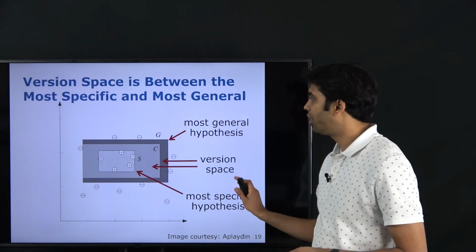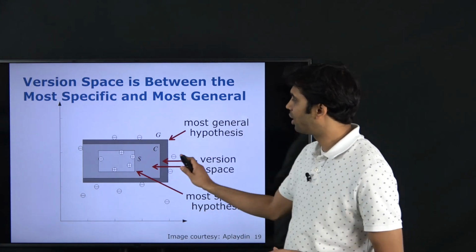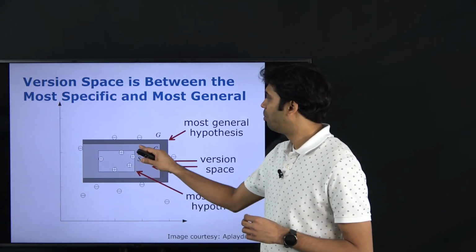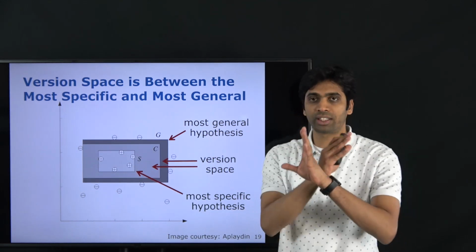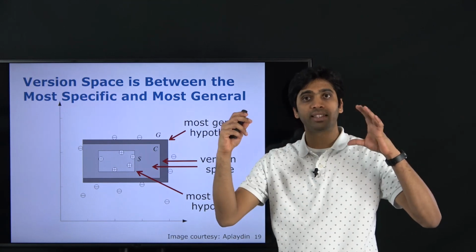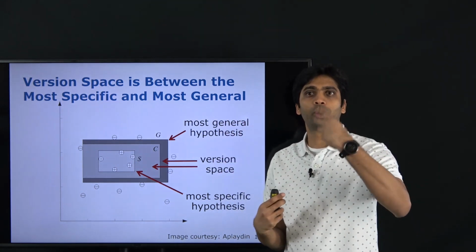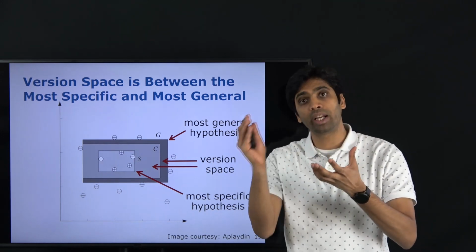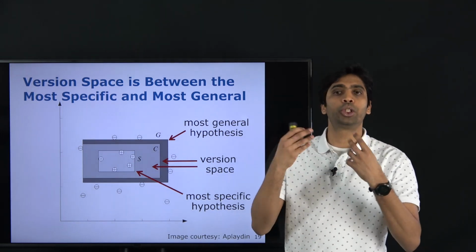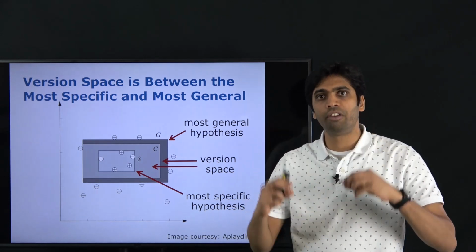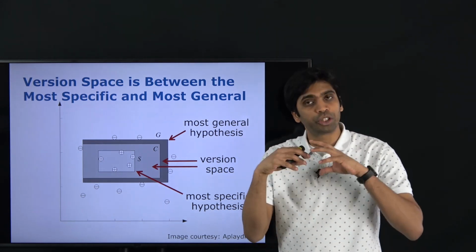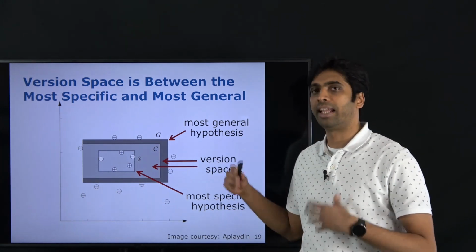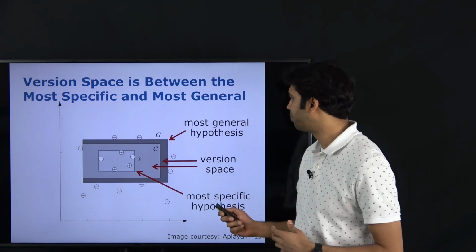Some other terminology that we introduce here is the version space, which is the space between your most specific and the most general hypothesis. So there's a whole range of valid hypotheses, and the goal of figuring out a good classifier is to look in this version space and choose the particular box which would give the best performance, particularly for new examples. This is something that we will see in the next slides.